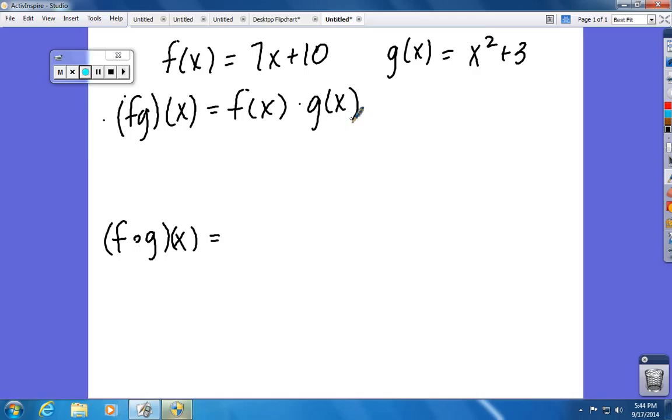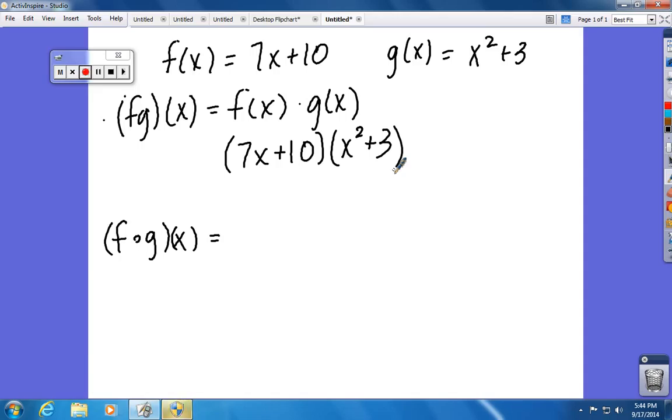This is really similar to when we do the addition and subtraction, and we're going to want to keep the functions in parentheses like before. So my f of x is 7x plus 10, and my g of x is x squared plus 3. And now we simply FOIL to get our result.